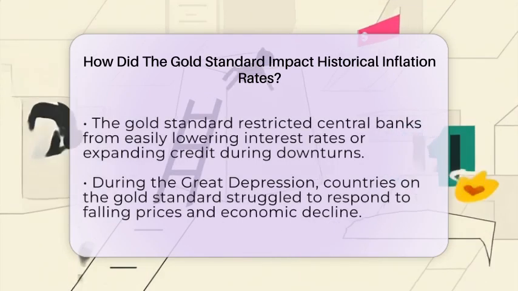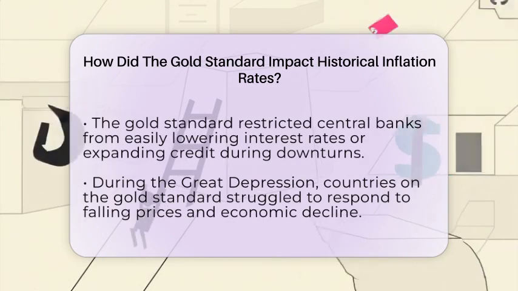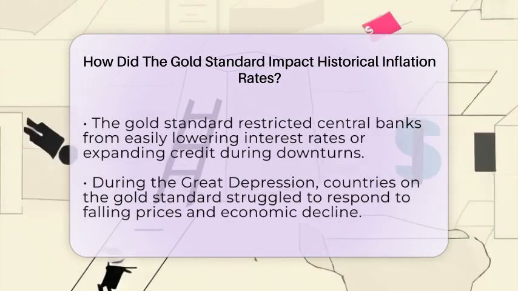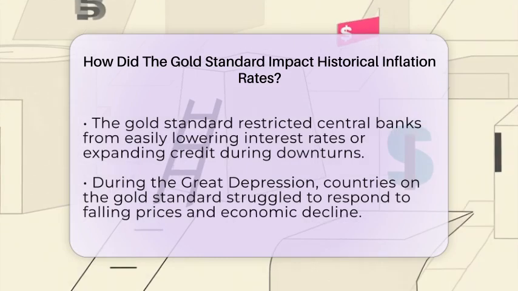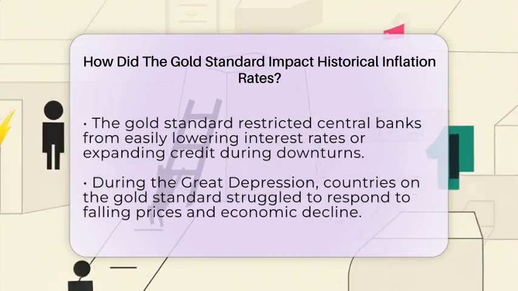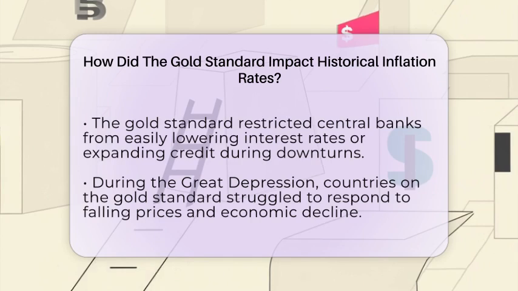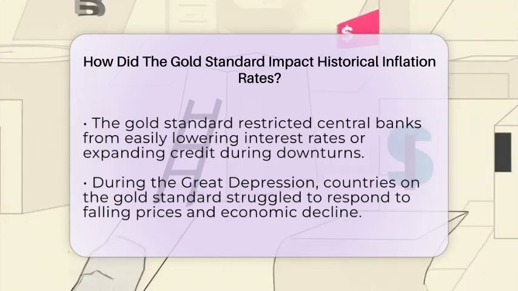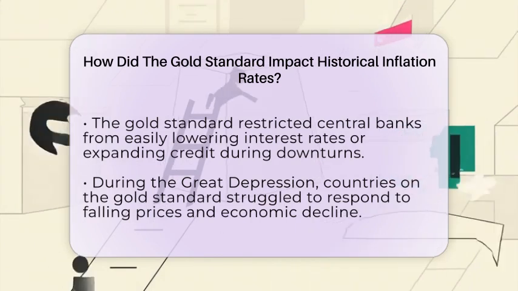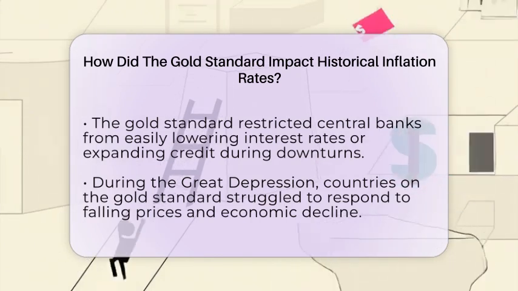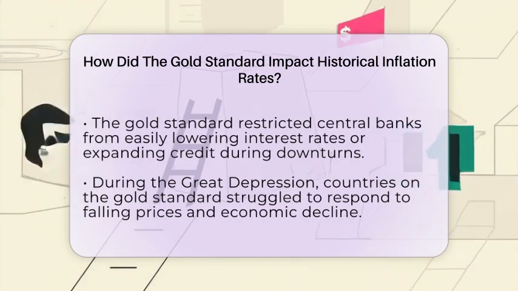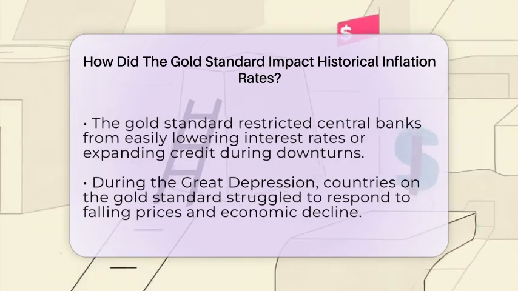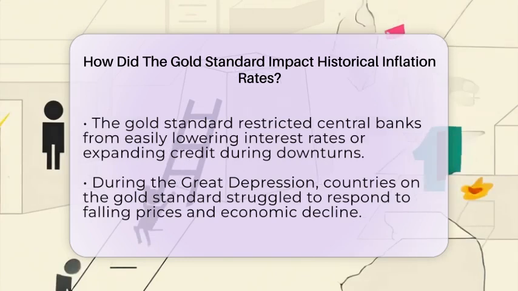The gold standard also limited what central banks could do. Because the money supply depended on gold, they could not easily lower interest rates or expand credit to fight economic slowdowns. This made it harder to recover from downturns and sometimes caused long-lasting deflation. During the Great Depression, countries on the gold standard struggled to respond to falling prices and economic decline. They could not devalue their currencies easily to boost exports, which sometimes led to protectionist policies instead.